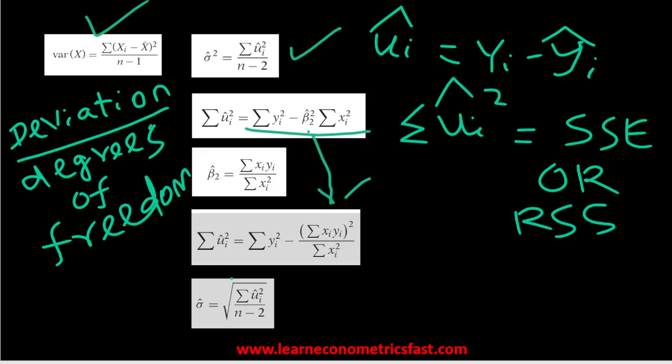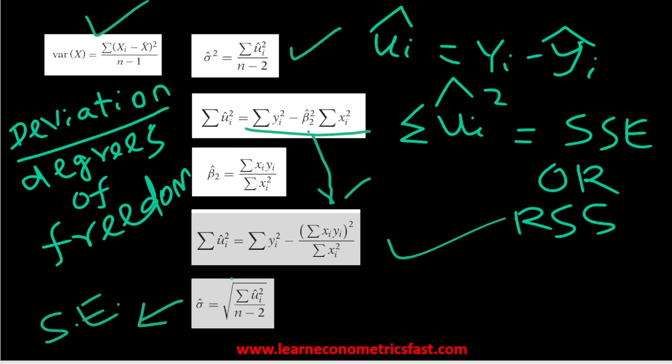That part is done, so we can write like this. And if you take the square root of the variance, it becomes the standard error. Standard deviation and standard error are different things. In regression we get the value of standard errors, not the standard deviation.